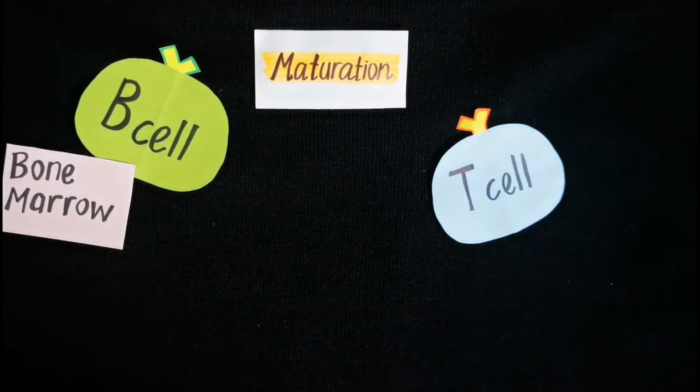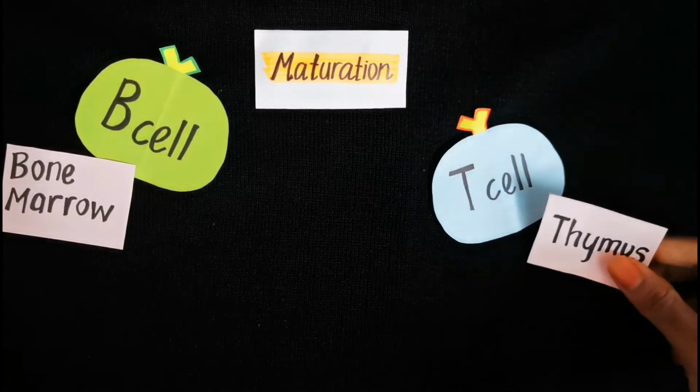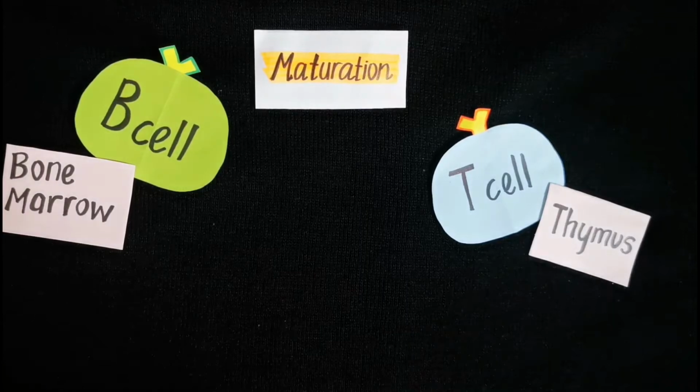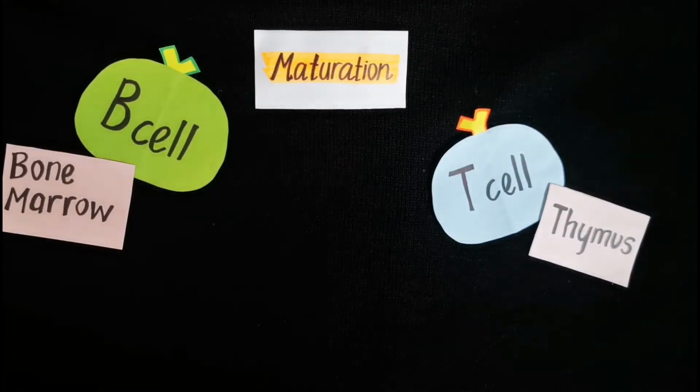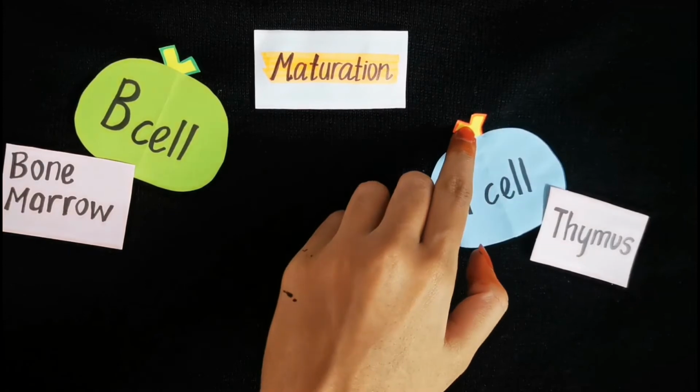T cells, also called T lymphocytes, mature in the thymus gland, where they differentiate and acquire a T cell receptor.